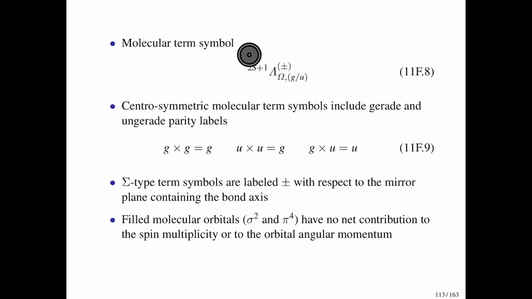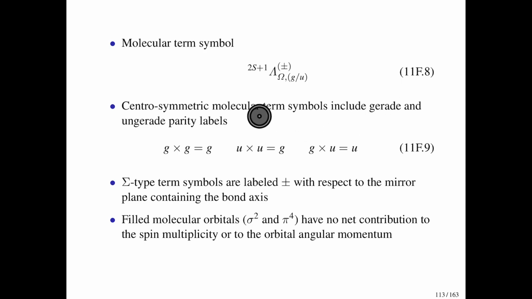This part here, the spin multiplicity in the upper left-hand corner, that's familiar to us from the atomic term symbols. So when 2S plus 1 equals 1, we call it a singlet state. When 2S plus 1 equals 3, we call it a triplet state. If you have a single unpaired electron by itself, you'd wind up with a doublet state. 2S plus 1 would equal 2, etc. So that's the spin multiplicity.